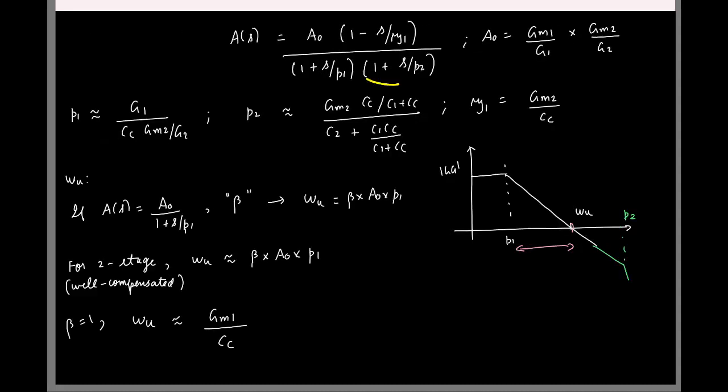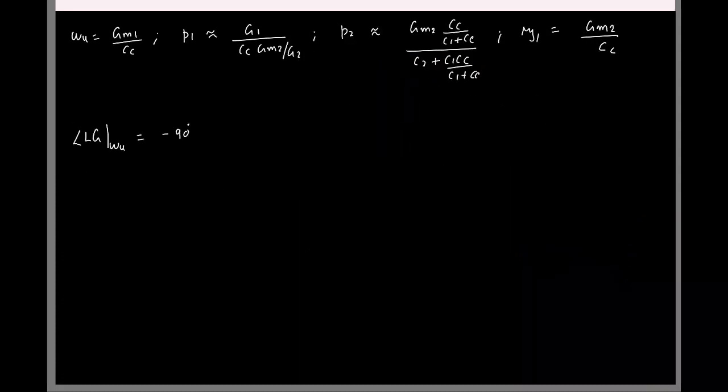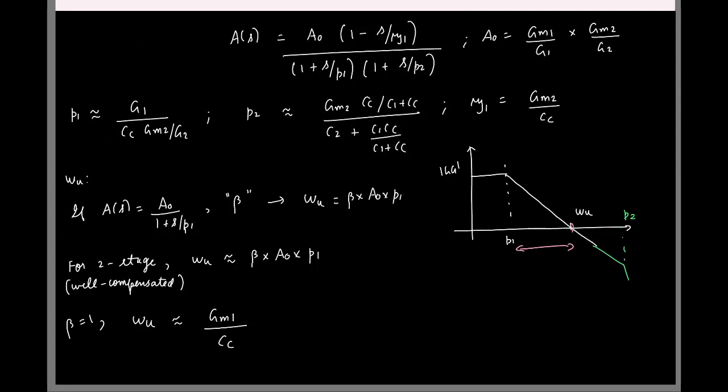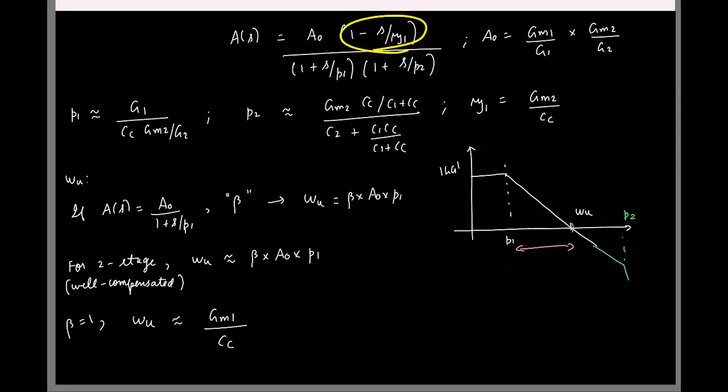And what is the phase contributed by the second pole? I don't know what number it is, but what is the expression? That's basically minus tan inverse omega u by p2. And we also have a zero. What is the phase introduced by the zero? That's also minus tan inverse omega u by z1.